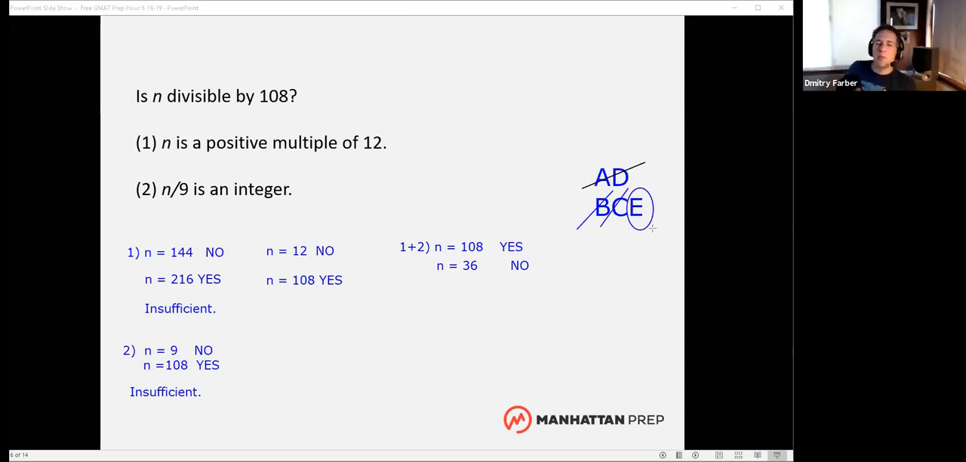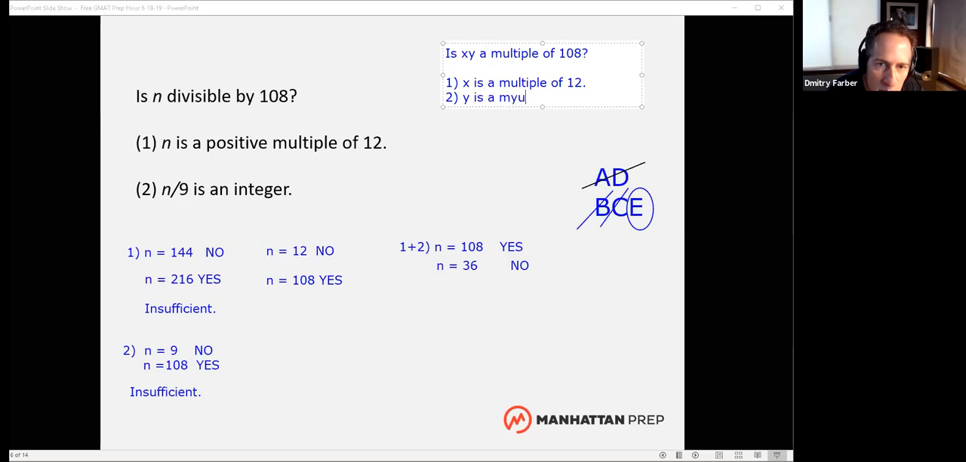I think what a lot of people will do is say, hey, 12 here, 9 there. Now, if I knew, let's say the question were something slightly different. Let's say it asked, is XY a multiple of 108? And statement 1 said, X is a multiple of 12. And statement 2 said, Y is a multiple of 9. What would the answer to that question be? What would we have for that?